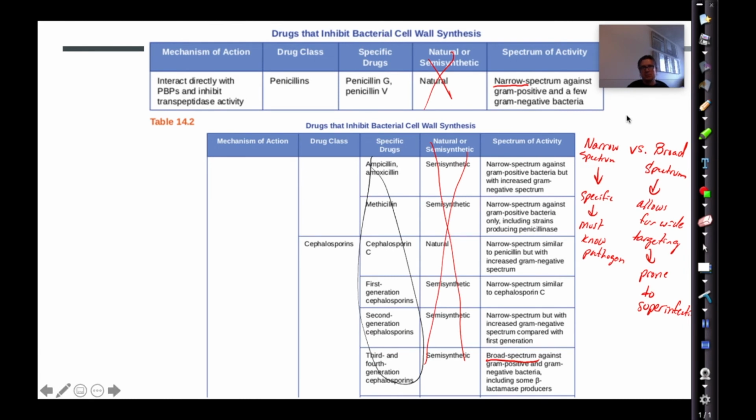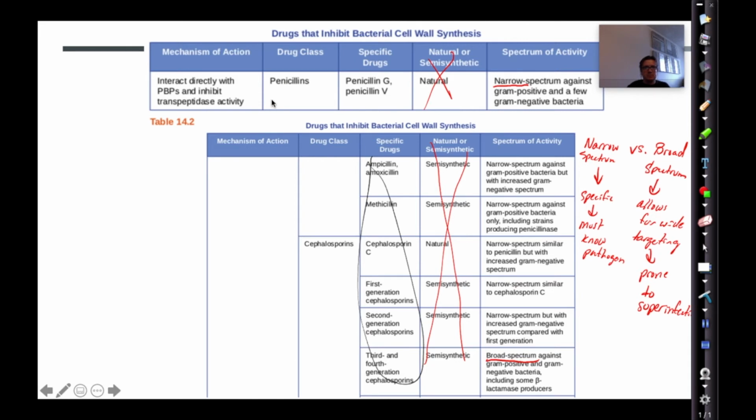You must know narrow spectrum versus broad spectrum. So the narrow is specific. Know the pathogen to be able to prescribe a narrow. Broad, you don't have to know the pathogen, but you can have a person prone to superinfection.